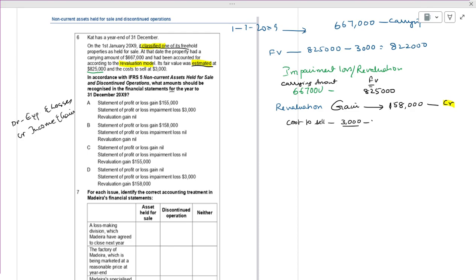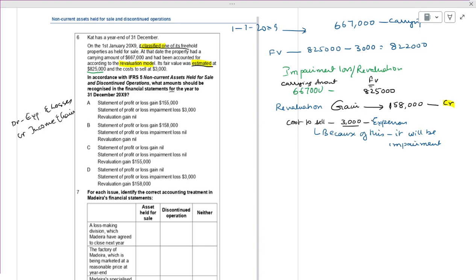This is the cost to sell. This is the expense. Because of this, I am writing it separately. The asset will be impaired. The value of the asset is decreasing by 3000.